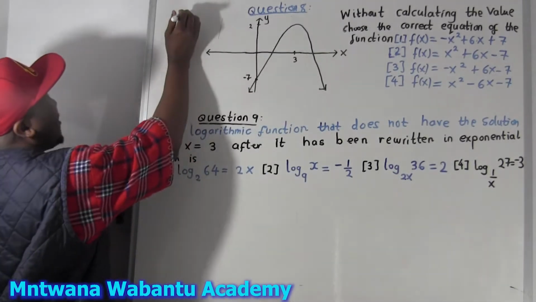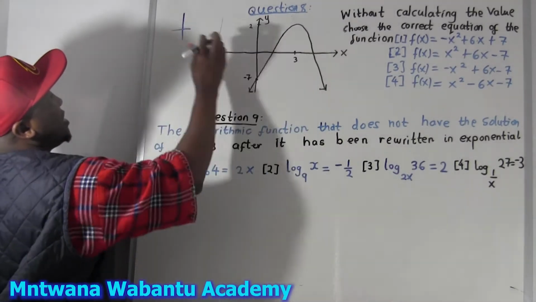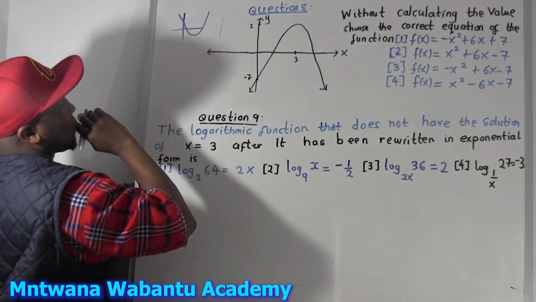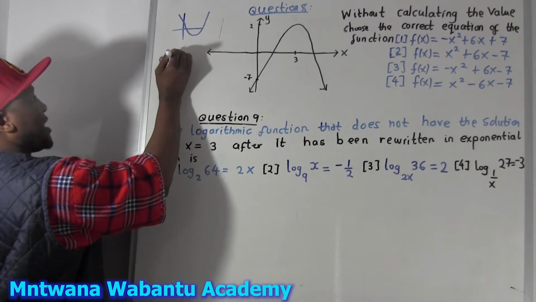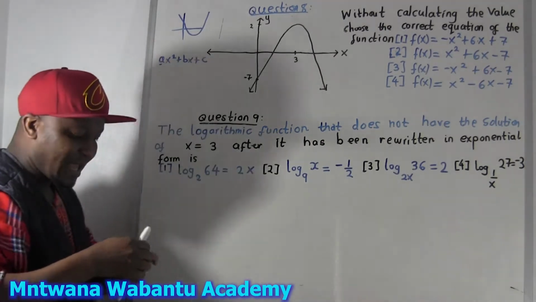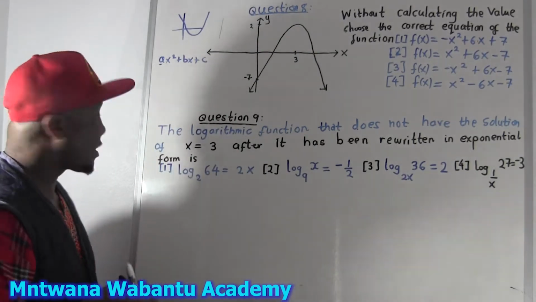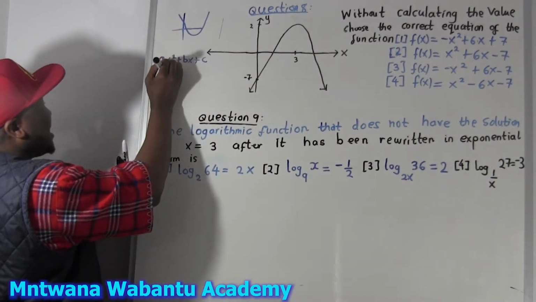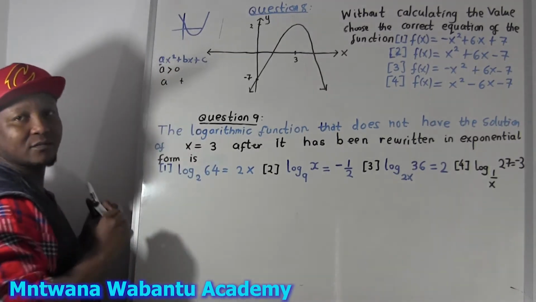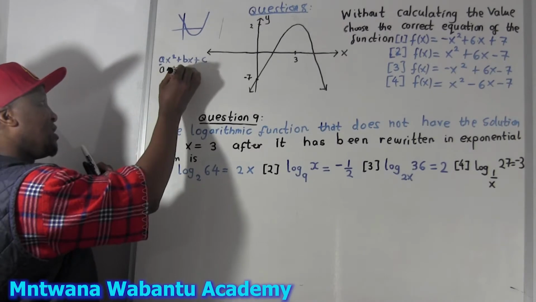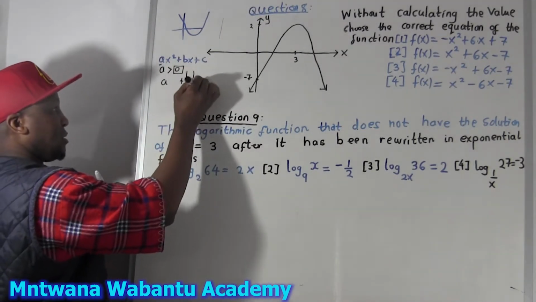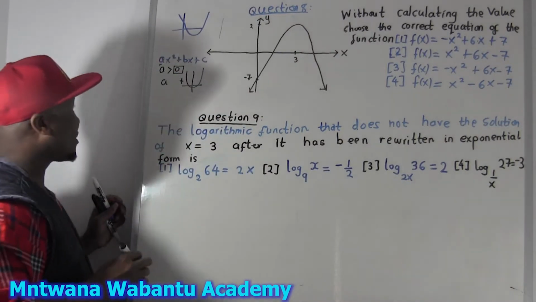Whenever you have a parabola, if it concaves upward, look, this is the general equation of a quadratic: ax squared plus bx plus c. What is a? A is the coefficient of x squared. So if a is greater than 0, in other words, if a is positive, then the graph automatically concaves upward. You understand what I'm saying?